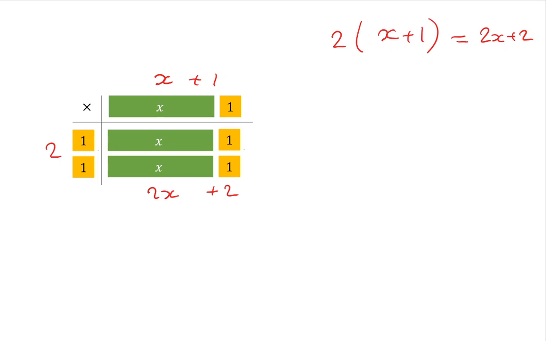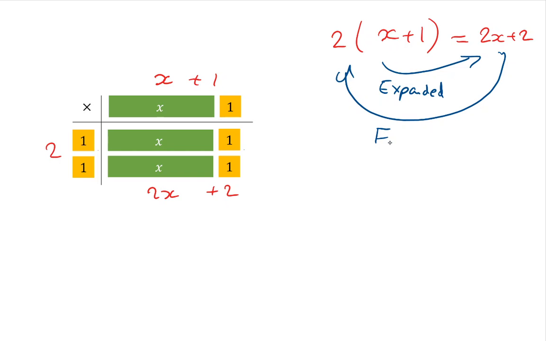So we just went one way. We went this way round, and we started with brackets and we expanded those brackets. But what if we wanted to go the other way? What if we started with this expanded version and wanted to get to this version with brackets? Well, this is the factorized version. So we need to do factorization, or factorizing, to get to here.